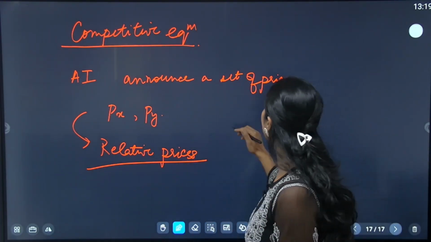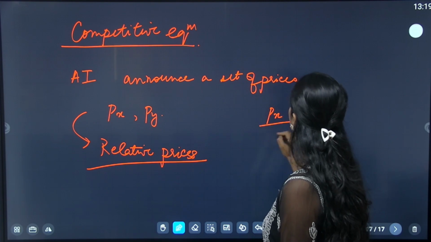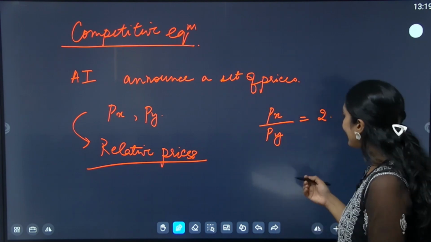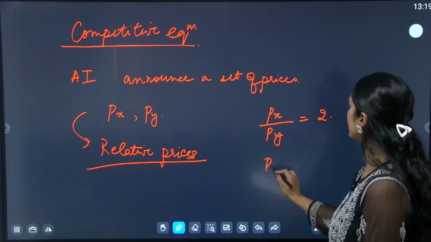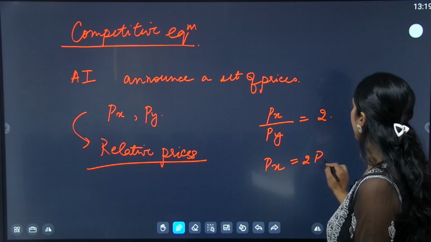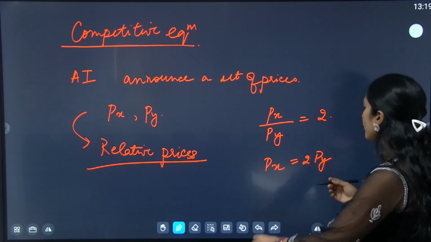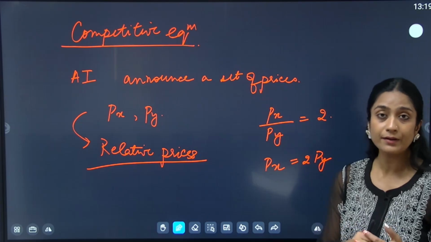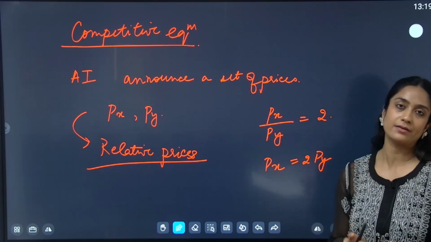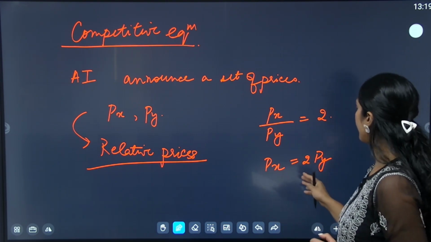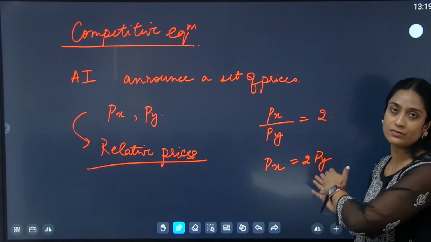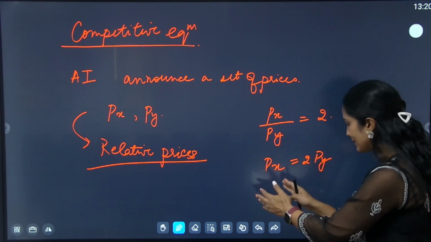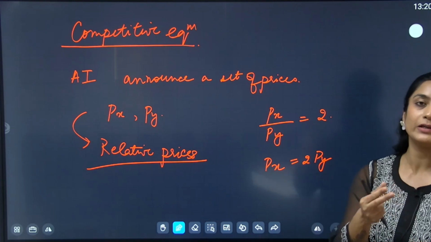Okay? So if it looks something like this, suppose Px by Py is 2. That means that Px is equal to 2 Py, correct? And therefore, if you have 1 unit of good Y, you can exchange it for 2 units of good X, right? So the price of X is twice the price of Y. If the price of X is twice the price of Y, that means X is more valuable than Y.